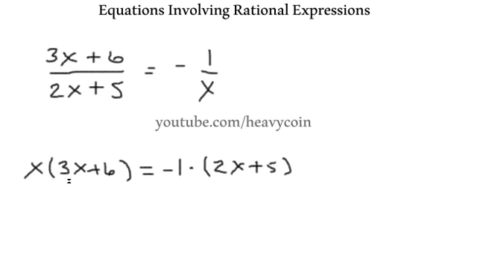Alright, I'm going to now multiply and distribute this x across, so this becomes 3x squared plus 6x is equal to distributing this negative through, so we have negative 2x minus 5.